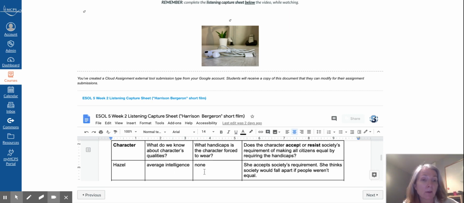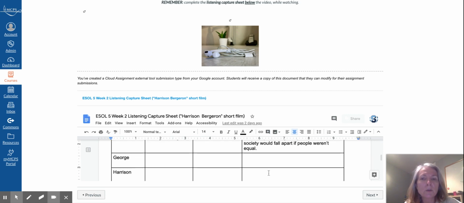Hazel didn't have any of those things. So she wasn't extremely beautiful, she wasn't extremely intelligent, and she wasn't extremely strong. Okay. How did Hazel feel about society's requirement of making them wear the handicaps? She and George talk about it, and she accepts society's requirement. She thinks society would fall apart, is what she said, if people weren't equal. There's one point in the story where she wants George to take off his weights because she feels bad that it's so heavy. But when he says no, she's like, okay.